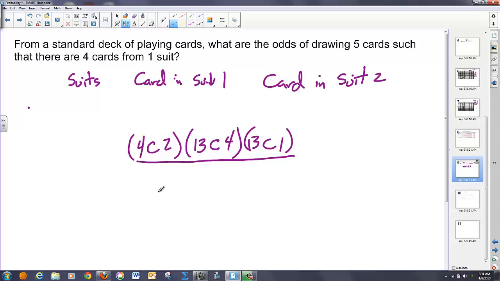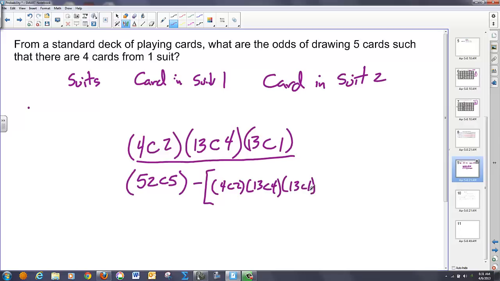Now we have to put this over the ways this can't happen, which would be the total number of ways, or 52 choose 5, that's the total, subtracted by the number of ways it can happen, which is what's in my numerator. So that's 4C2, 13C4, and 13C1. And then you could grind that out using a calculator.